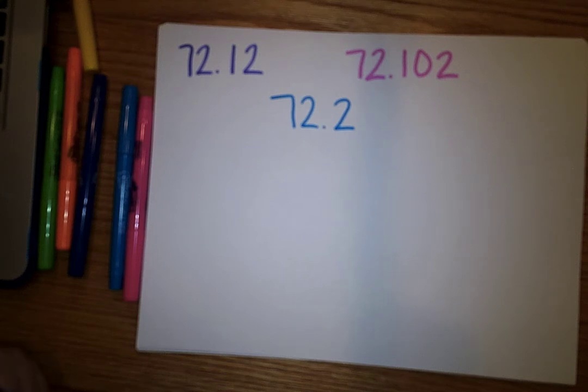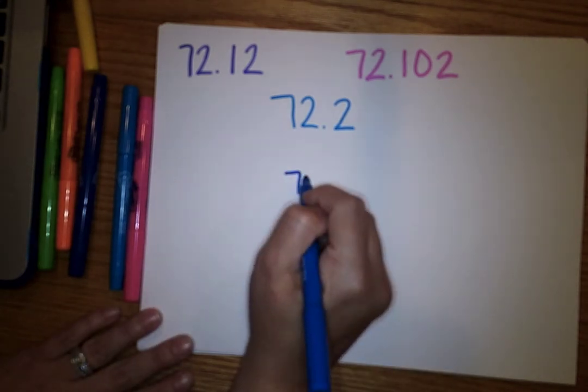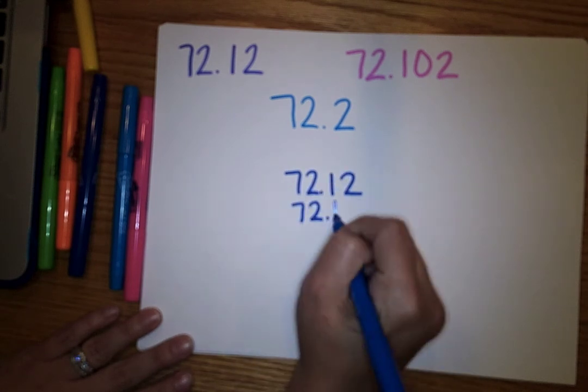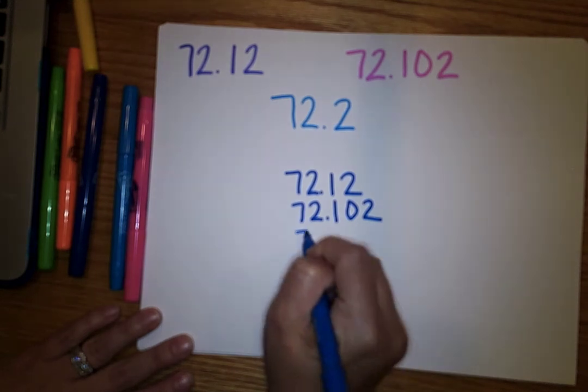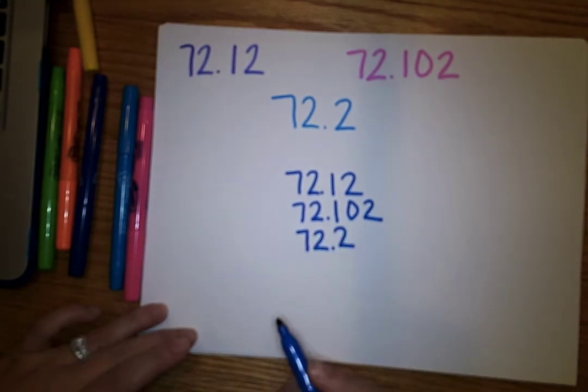Hi, this Teachlet is on comparing decimals. So here I have 3 decimals written. What I really want to do is go ahead and rewrite those decimals, and I'm going to line them up by their decimal. I'm going to take a look at those.